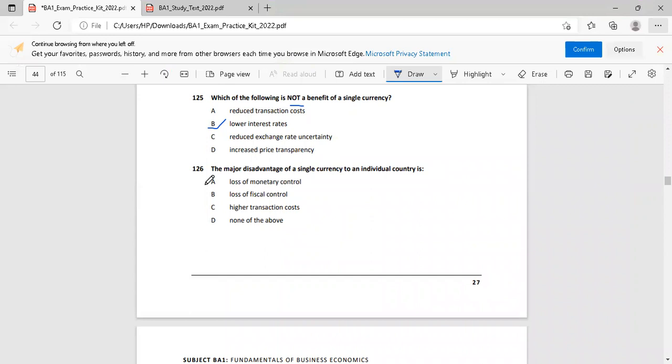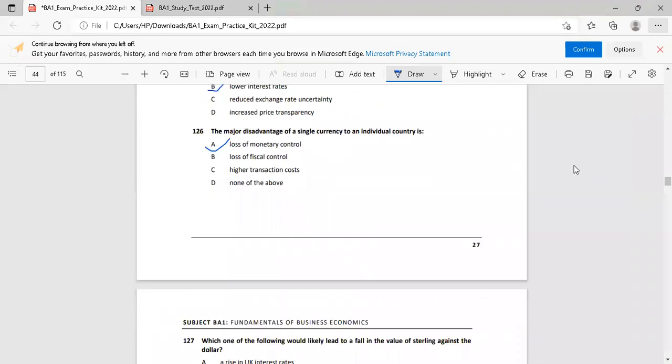No monetary control. Fiscal control is about what the government earns and how it spends, etc. That's not the scenario here. Higher transaction cost, in fact, it is reduced transaction cost. And none of the above. Since we chose A, we cannot say none of the above.